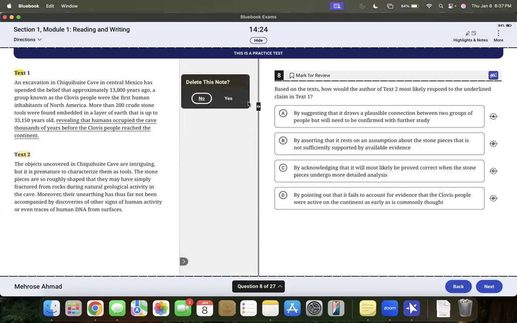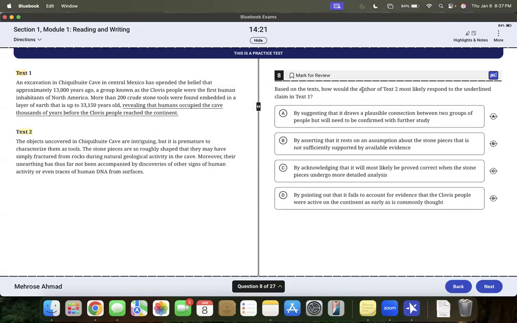I will read the question. Based on the text, how would the author of text two respond to the underlying claim in text one? All right, so this is a multi-part question. It requires you to understand text one independently, and text two independently. It requires that you understand the relationship between text one and text two overall. And lastly, it requires that you understand the line that is highlighted and how it relates not only to text one, but really to text two. So we're going to go through this with some detail.